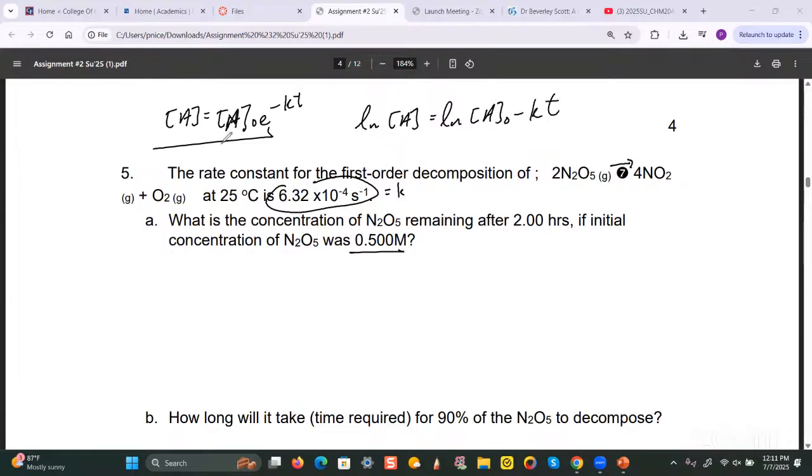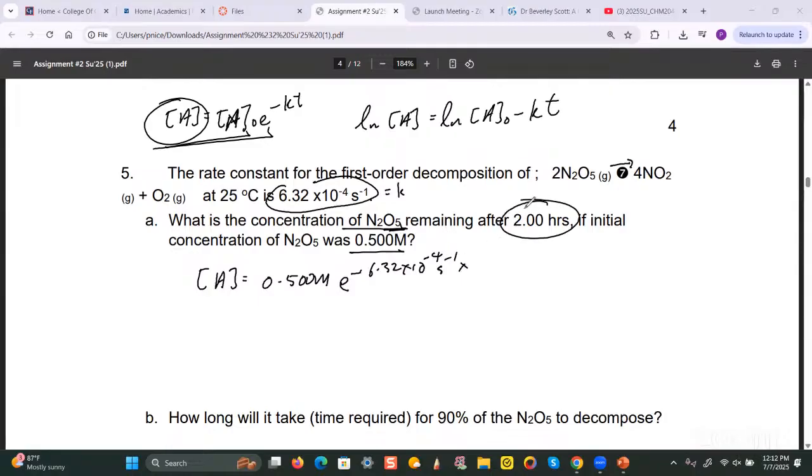So the question is, which form would you use directly? I would use this one, and the reason why is because the question is asking for the concentration of the reactant, and that is what this equation gives you, right? So the concentration of A would be equal to the initial concentration of A, which is 0.500 M times e to the minus kt. K is 6.32 times 10 to the minus 4 seconds to the minus 1 multiplied by the time. But you'll notice that the time is given in hours, all right? So what do you think we need to do as far as that is concerned?